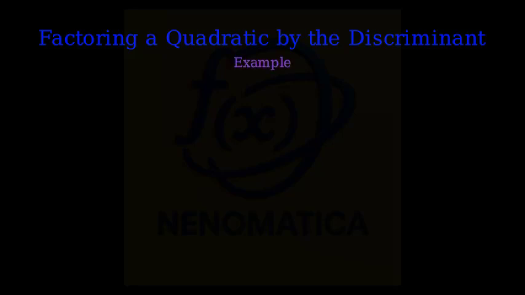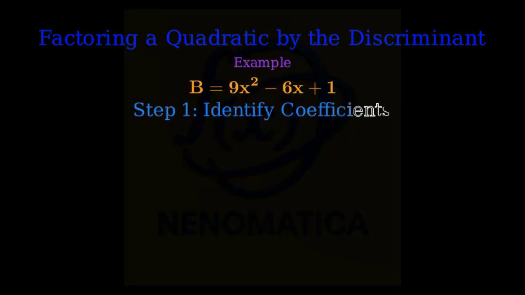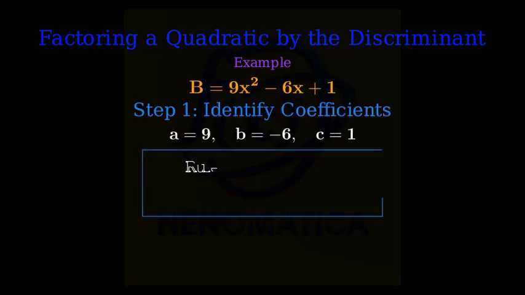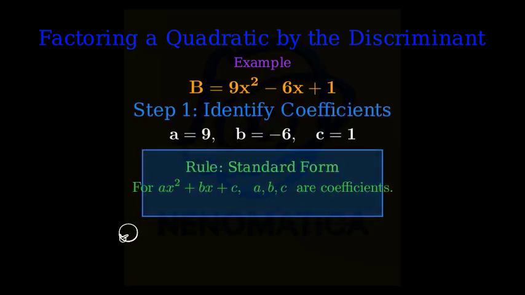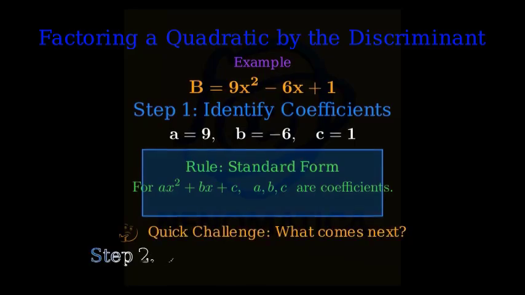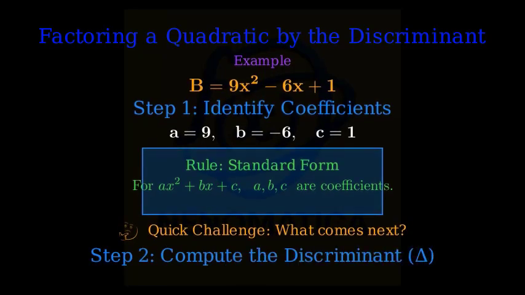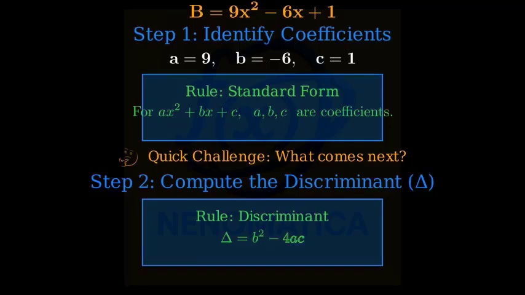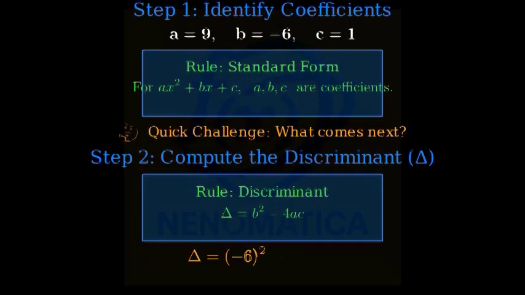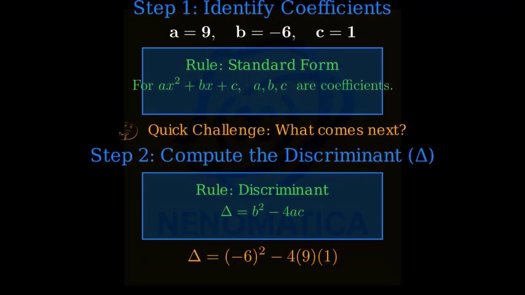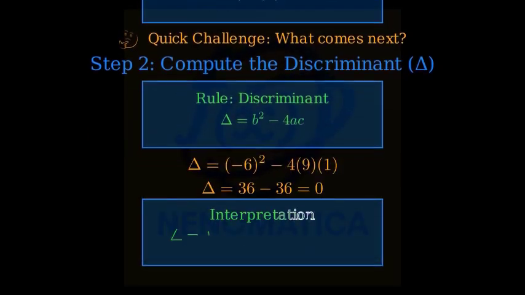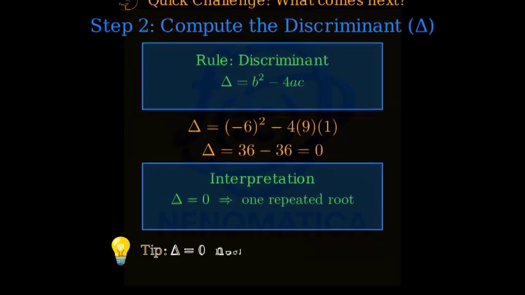First, our example. Factor b equals 9x squared minus 6x plus 1. Step 1. Identify the coefficients. Here a equals 9, b equals negative 6, and c equals 1. Step 2. Compute the discriminant delta. Delta equals b squared minus 4ac. Substituting, delta equals (negative 6) squared minus 4 times 9 times 1. That simplifies to 36 minus 36, which equals 0.